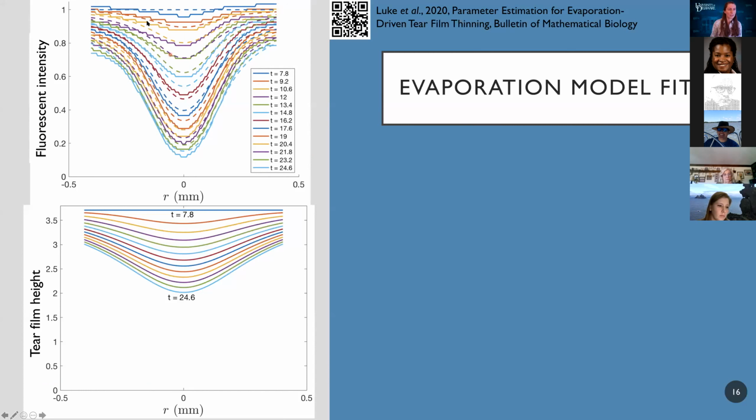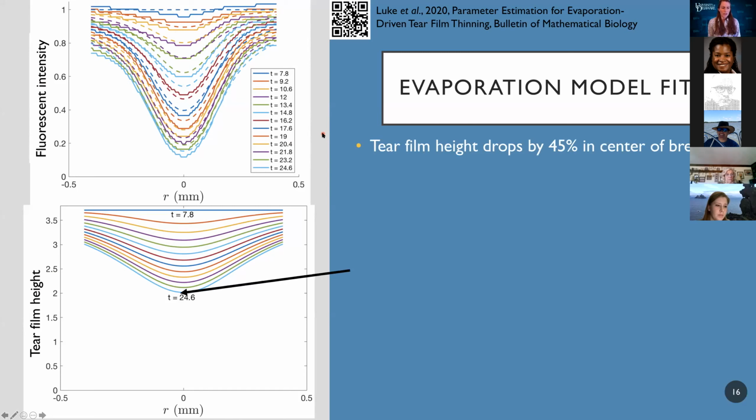Okay. So let's look at our results. So on top here, we have fluorescent intensity. The dashed lines are the theory, and the solid lines are experiment, and the same colors correspond to the same time levels. Okay, so you can see it going down in time. So what are some takeaways here? Here's our tear film height profile as well. Well, if you look at the tear film height, it only drops by 45% in the center of breakup, so we don't have very significant thinning.